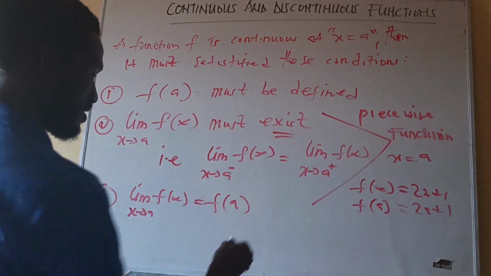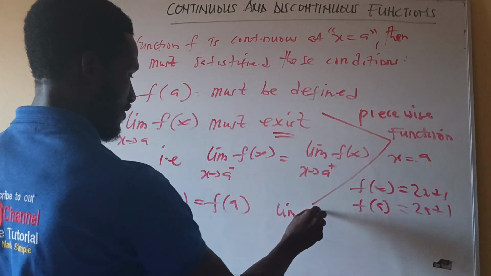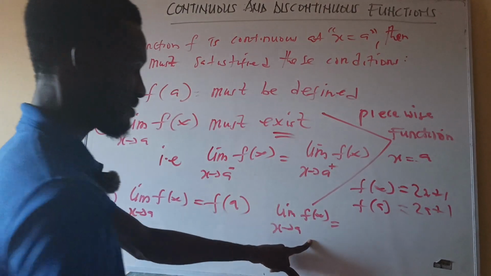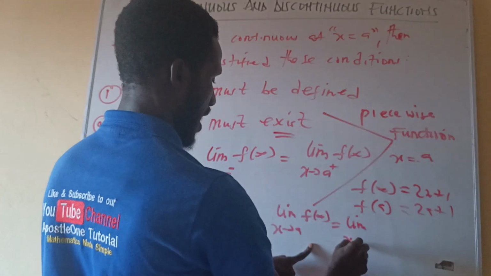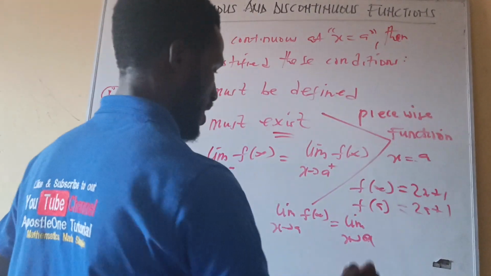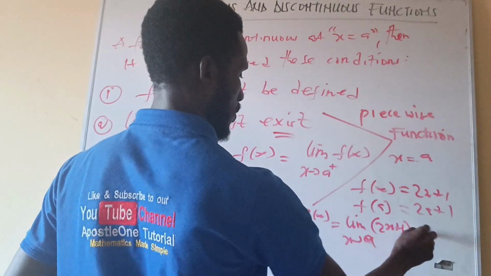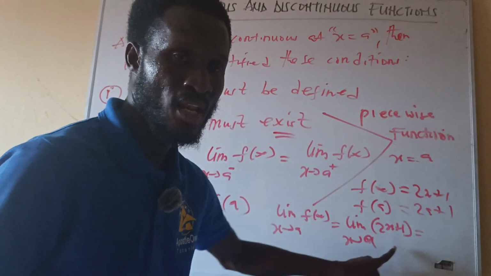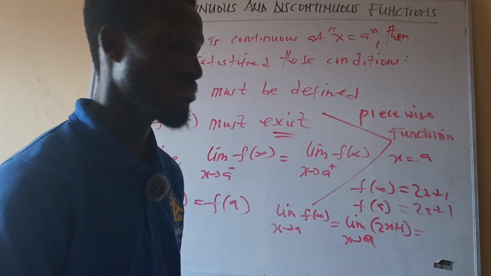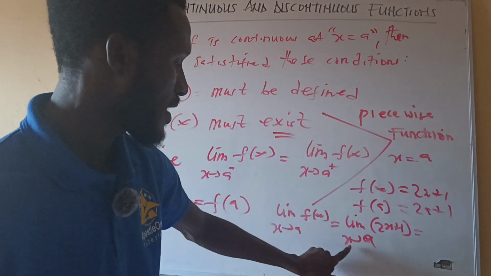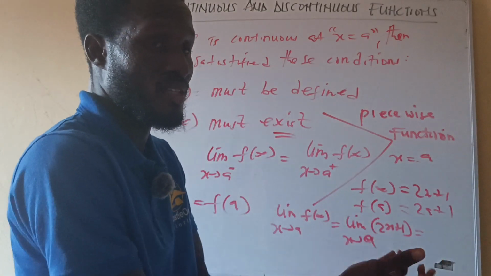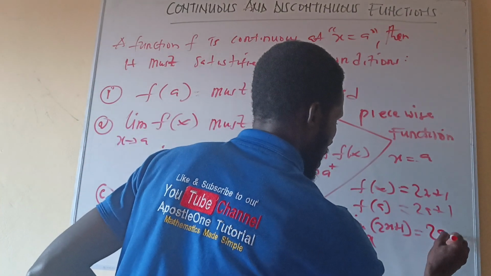Now, for the last condition, I'm looking for the limit of f of x where x is approaching a. And f of x here is 2x plus 1. Now, how do we find this particular limit? I've told you to go and learn my limits. Go to my playlist, go and check limits of a function before you come here. When x is approaching a, it means x is approximately equal to a. So I'm going to get 2a plus 1.